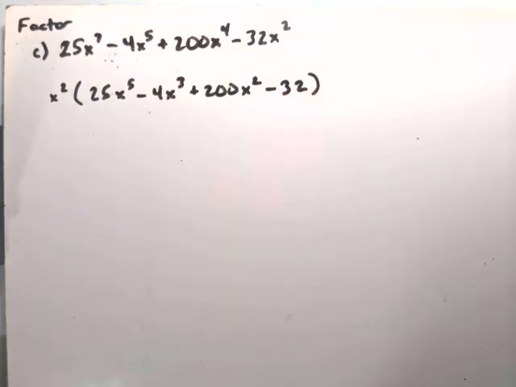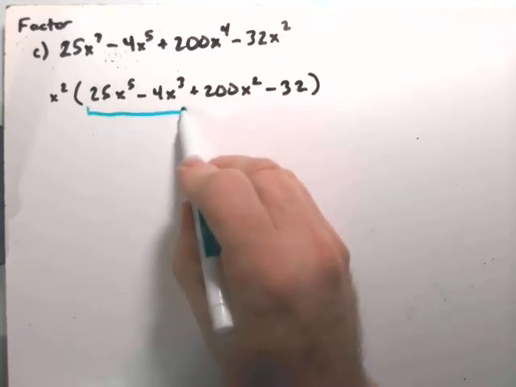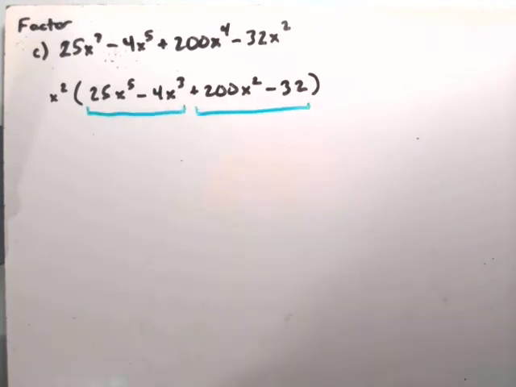So there is an x squared that is in common with all of these terms. And then once you factor out your greatest common factor, count the terms in the parentheses. I see this time that we have 4. So I'm going to factor by grouping.